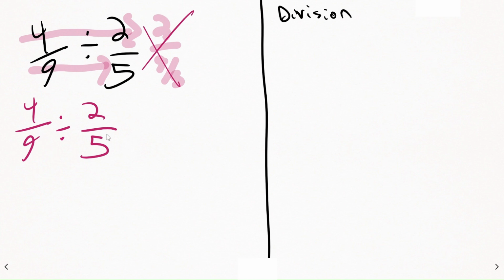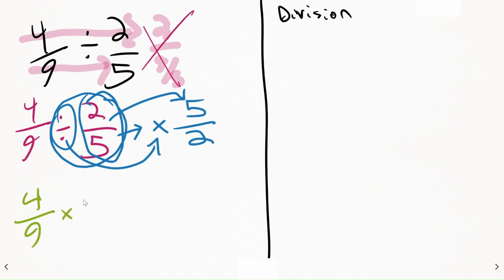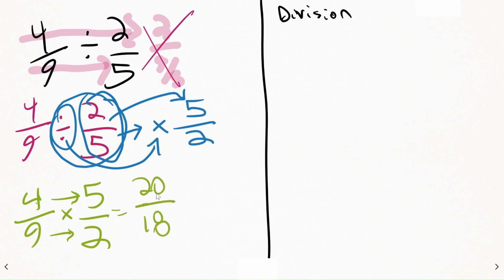We have 4 over 9 divided by 2 over 5. What you do is you take this whole second part, the division sign and the whole second part, and you flip it. So instead of the division, it turns into multiplication. And instead of 2 over 5, it turns into 5 over 2. Dividing 4 over 9 by 2 over 5 is the exact same thing as saying 4 over 9 times 5 over 2. Then you can multiply across. 4 times 5 is 20. 9 times 2 is 18. And that's going to be your answer. Don't flip both fractions because that won't do anything, because they're both flipped. You got to just flip the second fraction and then multiply across. And it's 20 over 18.